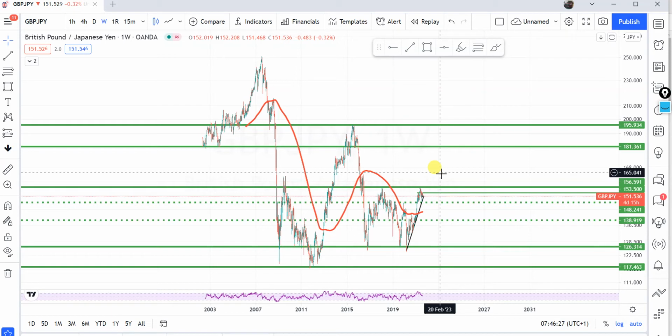And this market is GBP Japanese yen. That's Great British Pounds and JPY Japanese yen. So let's dive deep into what we have for today.